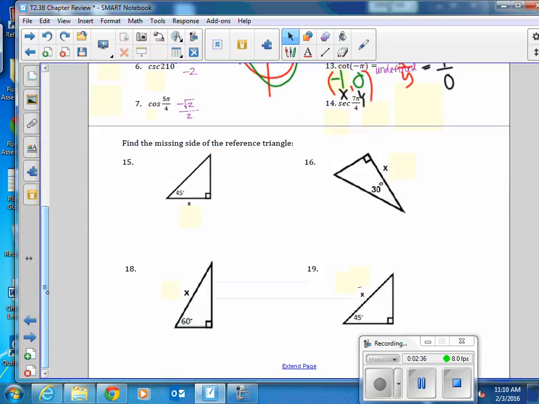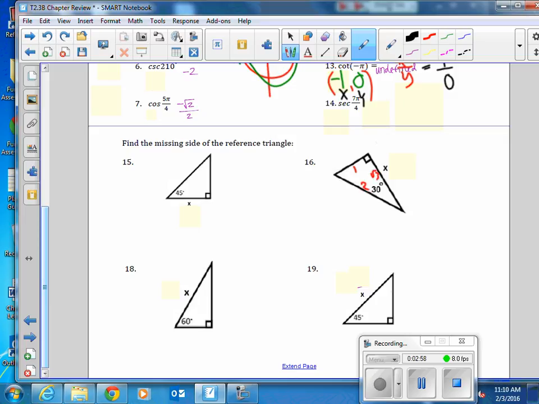Any others on this page? Do you want to see the triangles on the bottom with the x's? Anybody want to see that? Let's try one of those. Which would you like to see, Sabrina? 16. Okay. So 16, this is the small side. Well, let's put our little 1, 2, square root of 3 in there.